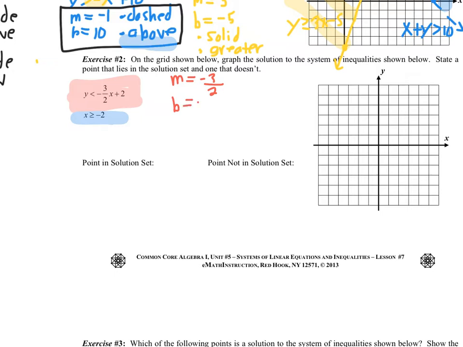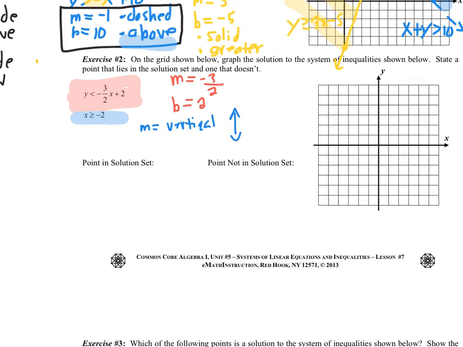The blue equation, though, is a little tricky. The blue equation is a line that says x is greater than or equal to -2. So it's going to be all values of x that are greater than or equal to -2. It's going to be a vertical line, so its slope is actually undefined. We're going to describe it as a vertical line, and it has no y-intercept. It never actually hits the y-axis because it just goes up and down.